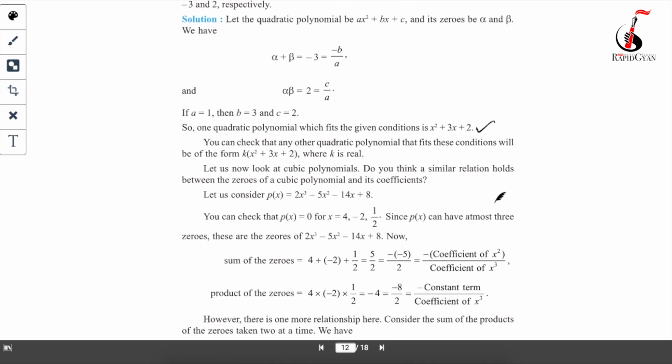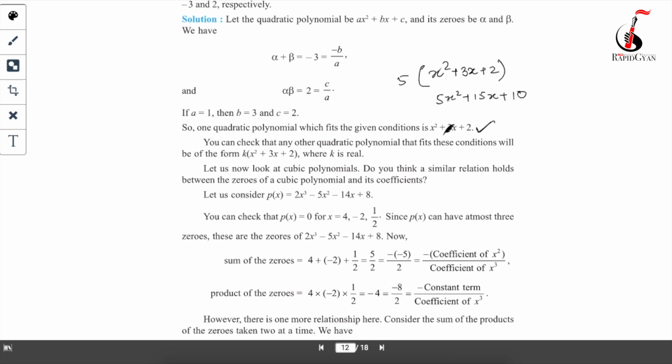Okay, what's next? So in this case, you got your answer x square plus 3x plus 2, but in the exam how are you going to write it? Your answer could be this also, or if I multiply this whole equation with any real number, suppose I multiply this with 5, what will I get? I will get 5x square plus 15x plus 10. So this is also your answer.